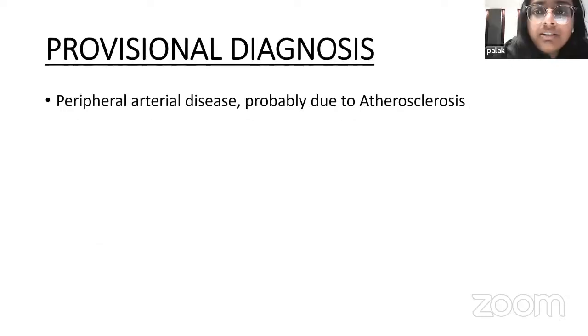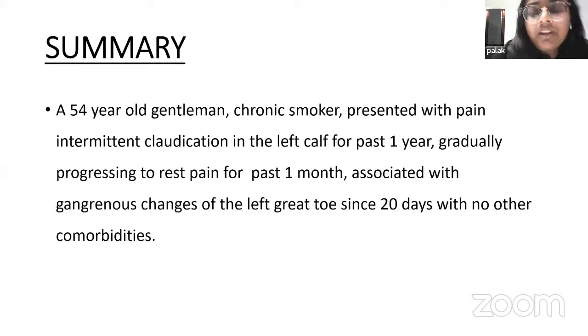So what's the differential for this? He's got pain and he's got gangrene of the toe. Sir, in differential diagnosis, one I would like to keep is a case of thromboangiitis obliterans, which will have its own positive and negative factors. Why do you think it can be or can't be thromboangiitis obliterans?